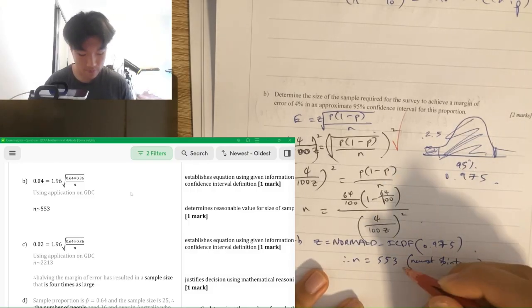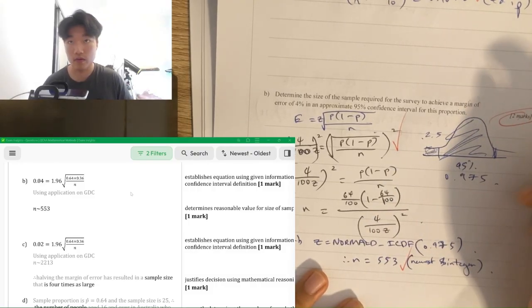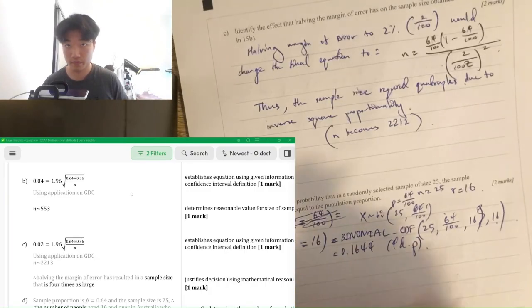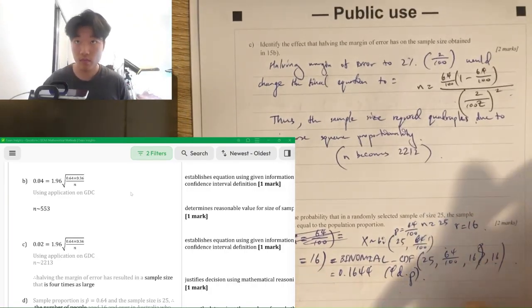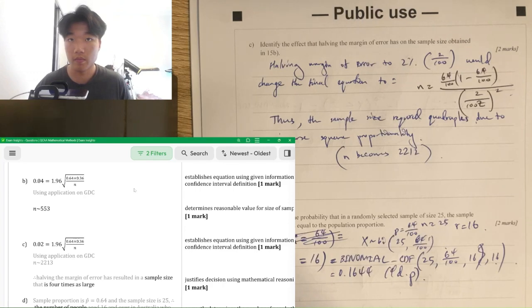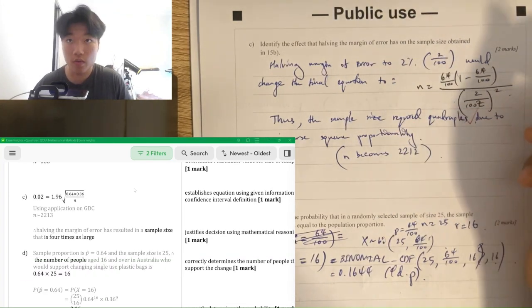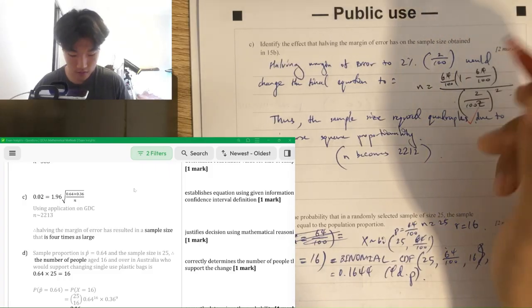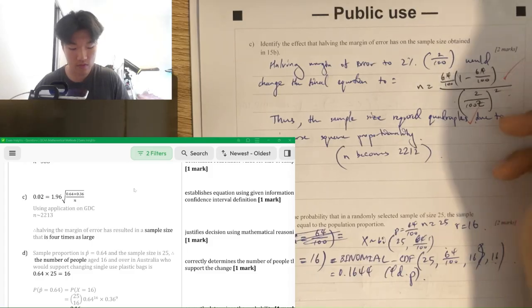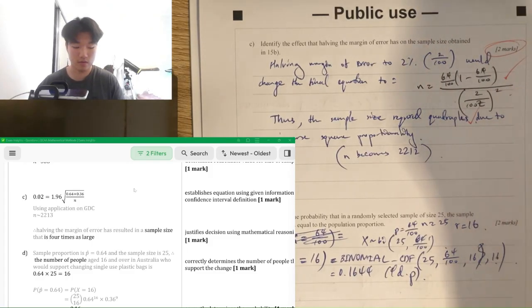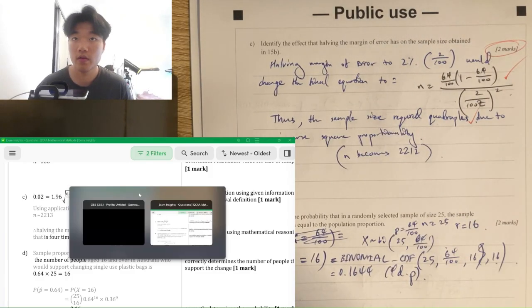Reasonable size, so n is 553. Okay, four times as large, it quadruples. This is basically the same thing, yeah, but it's the rearranged equation.